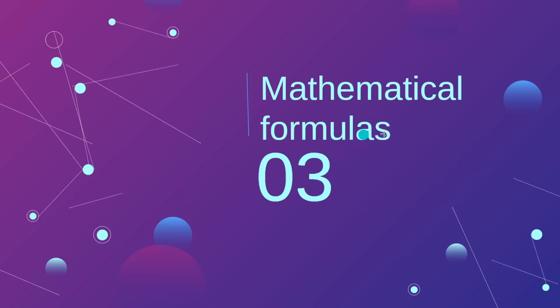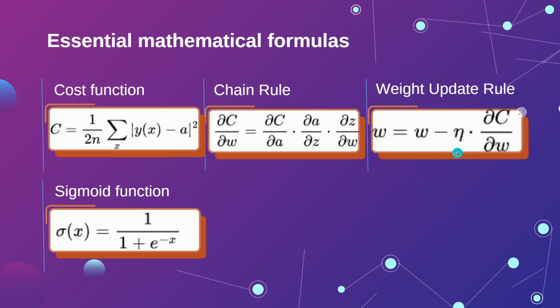Essential mathematical formulas. The backpropagation algorithm relies on understanding the derivative of the loss function with respect to the weight, in other words the gradient. Here are the essential formulas. First is the cost function. This formula calculates the difference between the network prediction and the actual output. The closer the prediction to the actual output, the lower the cost.